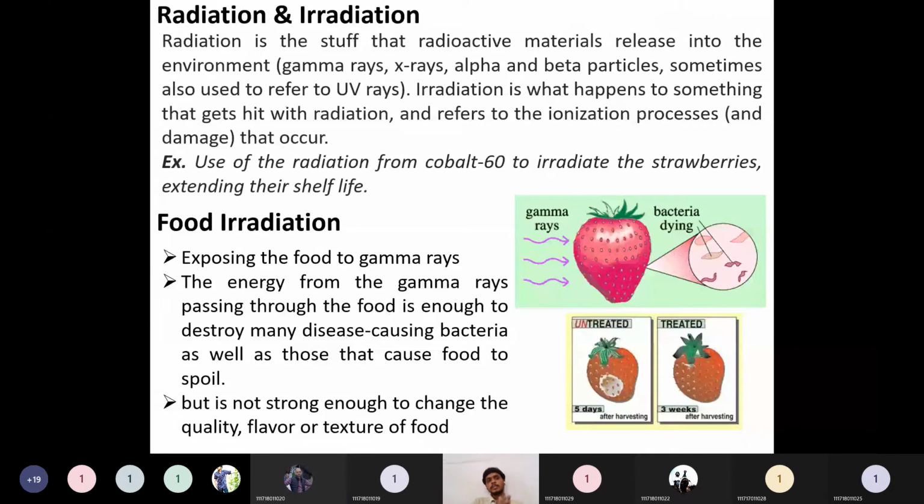Okay, then the next topic is radiation and irradiation. What does radiation mean? Radiation is nothing but the source from which our energy is coming. It is the stuff that radioactive material releases into the environment, whether gamma, X-ray, alpha, or beta. Sometimes we can also say UV rays, ultraviolet rays. All these are nothing but radiation. Now the irradiation part is how this radiation acts on some other material to which we are giving that radiation.